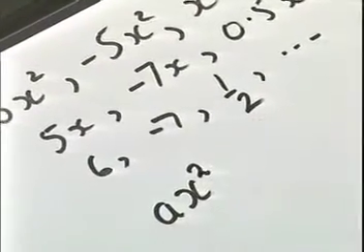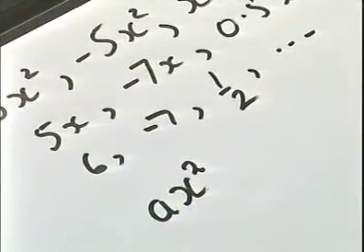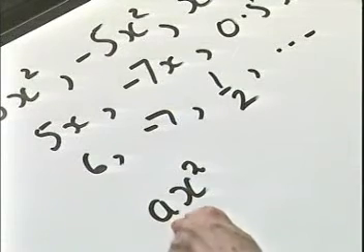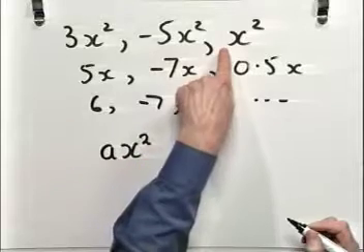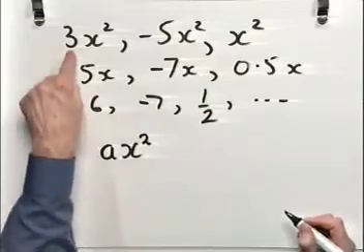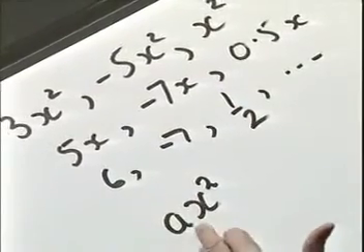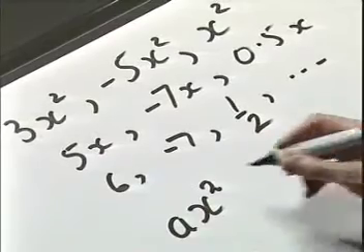Ax squared. It must have this x squared term in it. And a is just a constant. It can be 1, as it is here, 1x squared. It could be 3. It could be minus 5. It could be any real number.